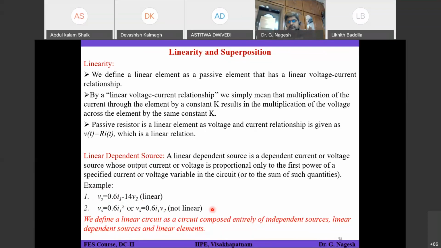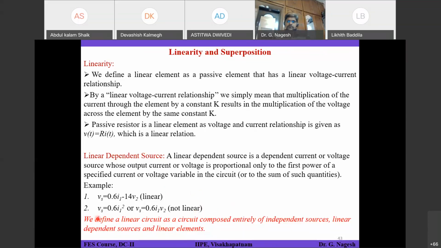We will consider only linear dependent sources in our circuits. In the previous examples also, we considered only linear dependent sources, because the theorems I am going to discuss in the next slides are applicable only to linear circuits. We have seen that a resistor is a passive, linear element because its relationship is linear, and we have seen what a linear dependent source is. In example 1 it is linear, and in example 2 it is non-linear.